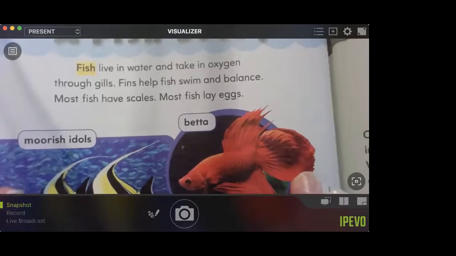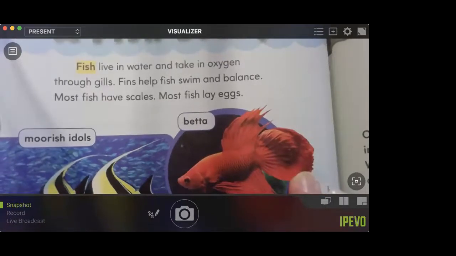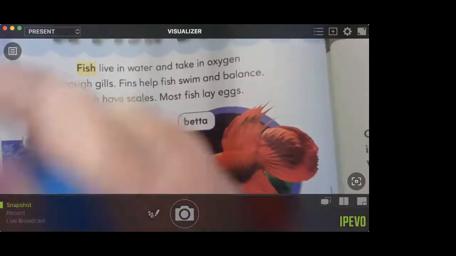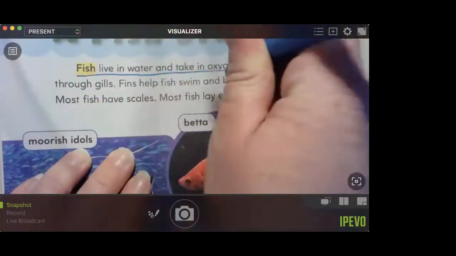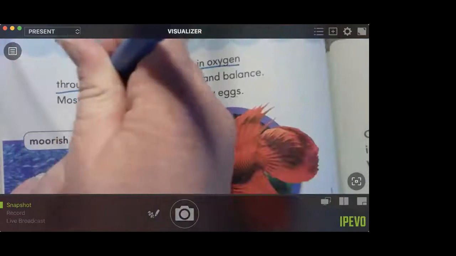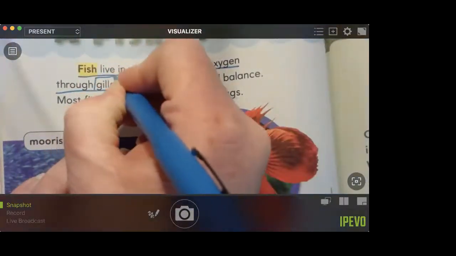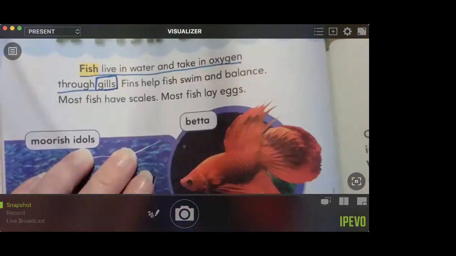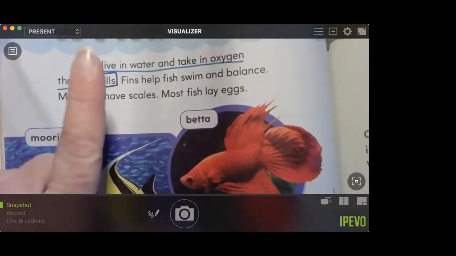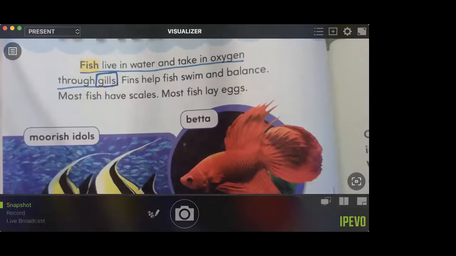Fish live in water and take in oxygen through gills. Fins help fish swim and balance. Most fish have scales. Most fish lay eggs. So we're going to underline fish live in water and take in oxygen through gills, and then we're going to put a square, or I guess it's more of a rectangle, around gills. So I want you to remember that fish use gills to breathe.